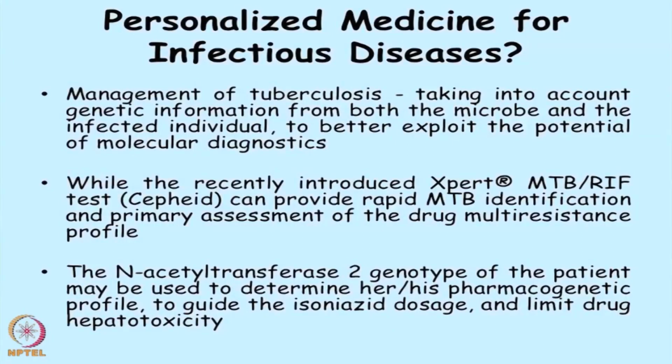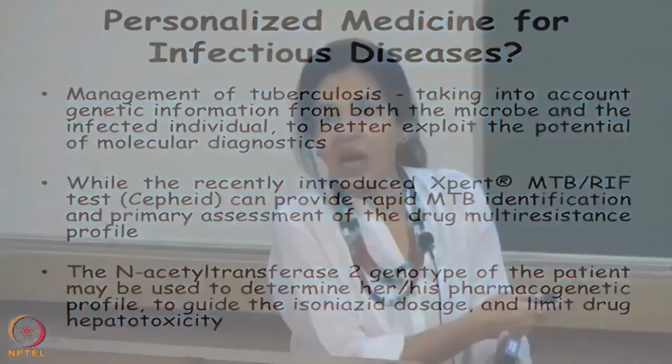So the GeneXpert enables us to make a rapid diagnosis of Mycobacterium tuberculosis and the resistance pattern. But if we study the genotype of the individual, people who have this N-acetyltransferase 2 genotype are more prone to have liver damage because of isoniazid, which is an anti-tuberculous drug. So if we know beforehand that this patient has the N-acetyltransferase 2 genotype, we will avoid INH or give it in a lower dose and give him some other anti-tuberculous drug so that he does not develop liver damage due to isoniazid.